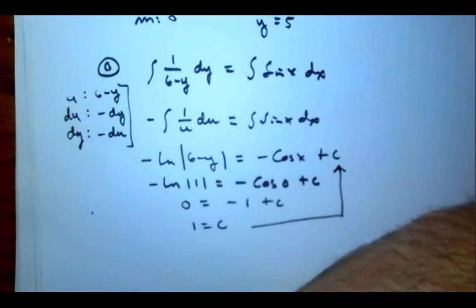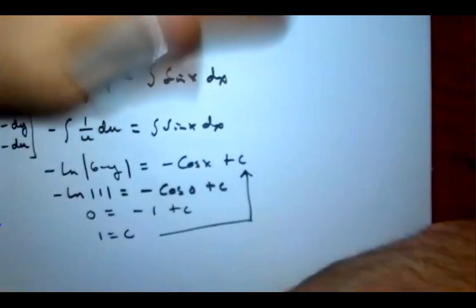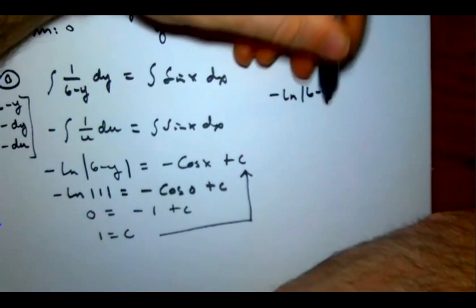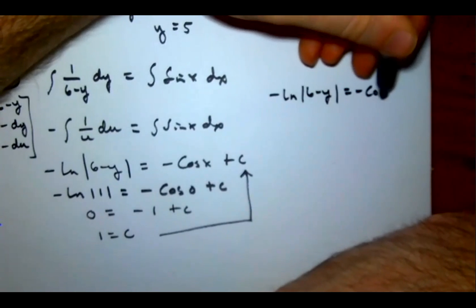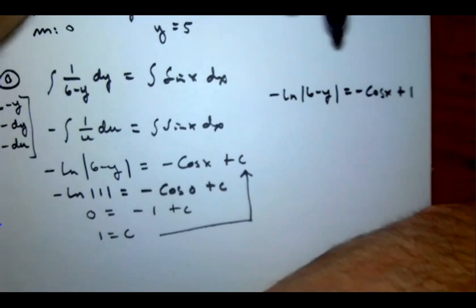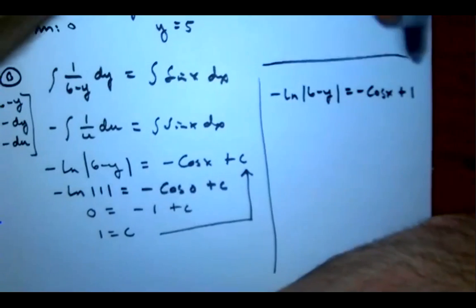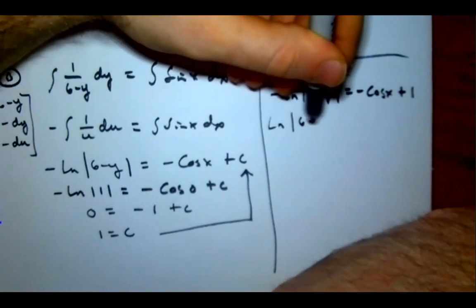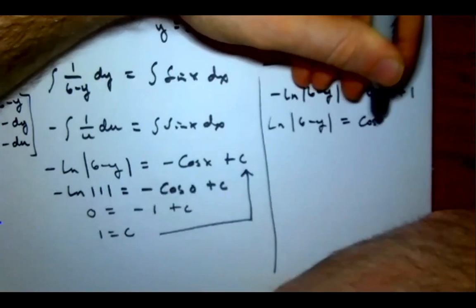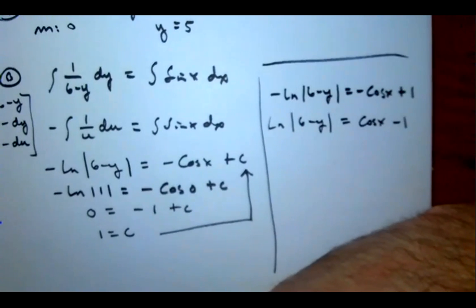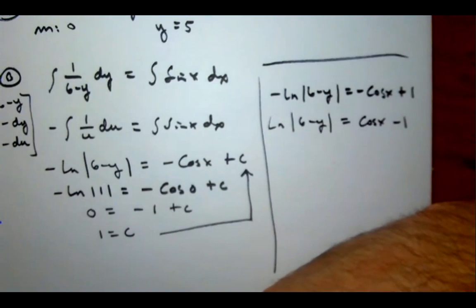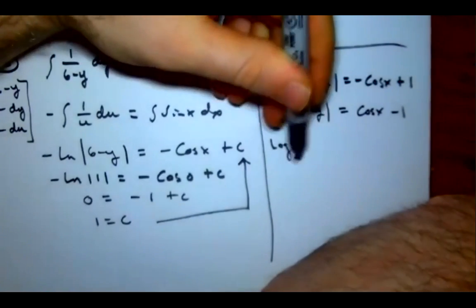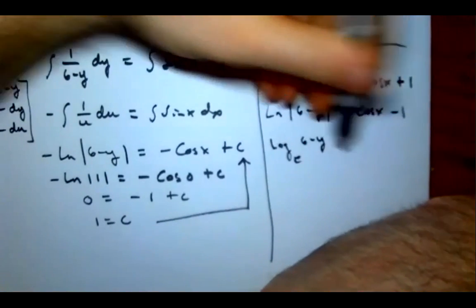And then we want to plug that in. So then if we go over and do that, now you have negative natural log of 6 minus y is equal to negative cosine x plus 1. Divide both sides by negative 1, and I've got natural log of 6 minus y is equal to cosine x minus 1. Next up, we're going to rewrite this so that we can unlock y as a logarithm in base e of 6 minus y.